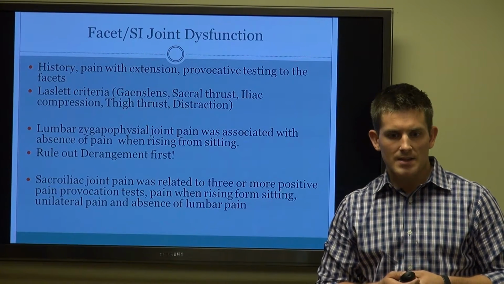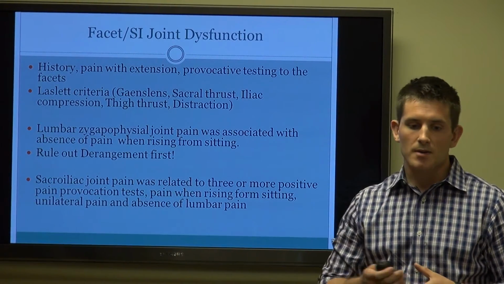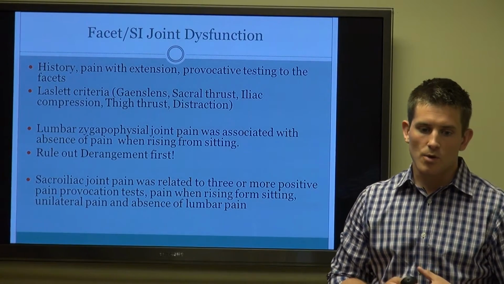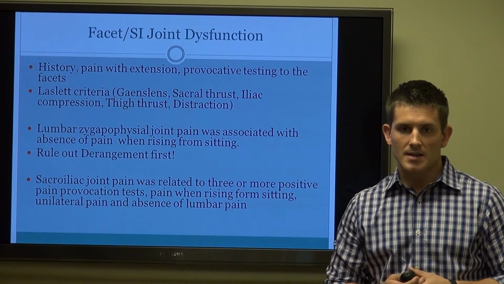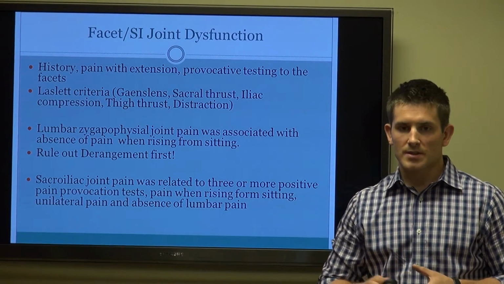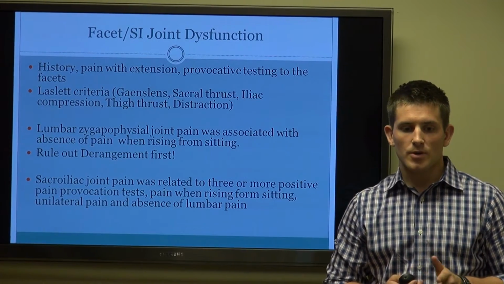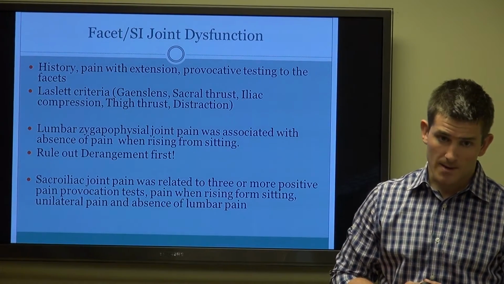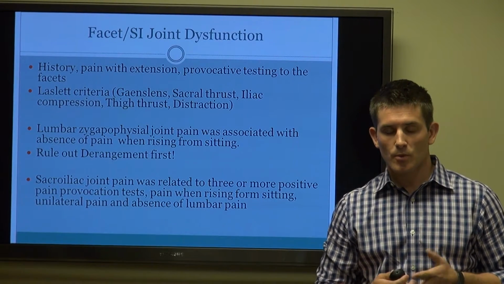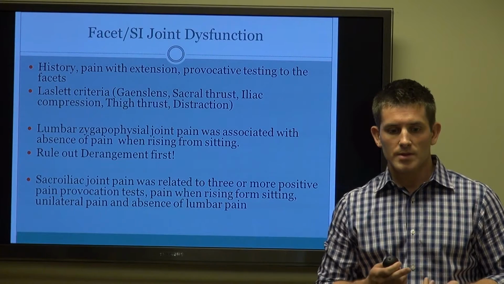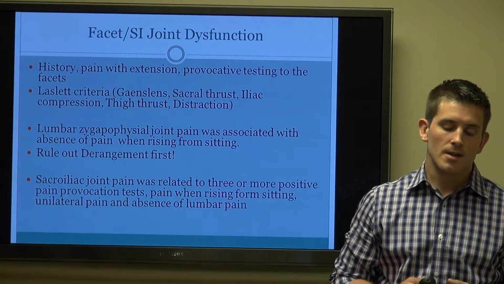So the facets and SI joints get a little hairy occasionally. I think sometimes they're overdiagnosed and sometimes they're underdiagnosed. So with the facets, we're obviously going to base it on patient history: pain with extension and provocative testing to the facets, like your Kemp's exam or even just a facet loading test. For the SI joint, and we'll get into this on the next two slides, we use Laslett's criteria, and that's generally 3 out of 5 positive exam findings on the 5 tests that they deemed were the best tests for the SI. That includes Gaenslen's test, sacral thrust test, iliac compression, thigh thrust test, and distraction.